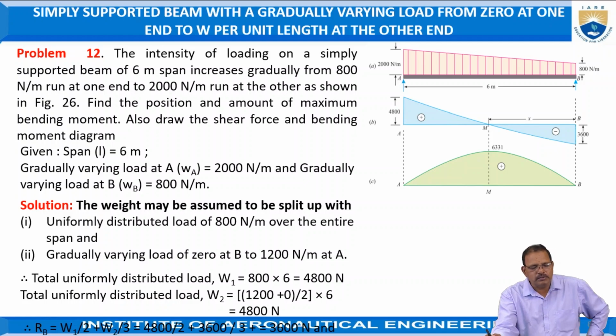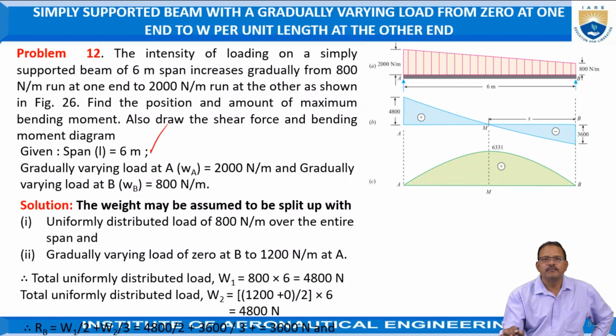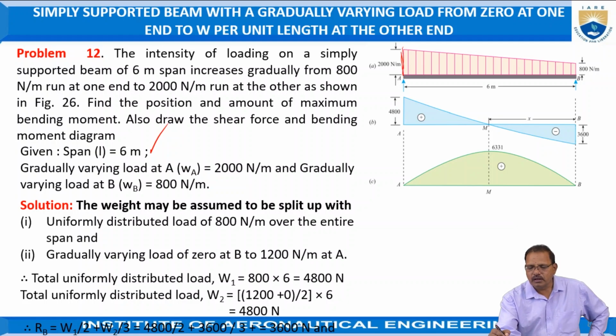The given data in this problem: the length of the span is 6 meters. The gradually varying load at A is WA, given as 2000 Newton per meter. At B it is given as 800 Newton per meter.